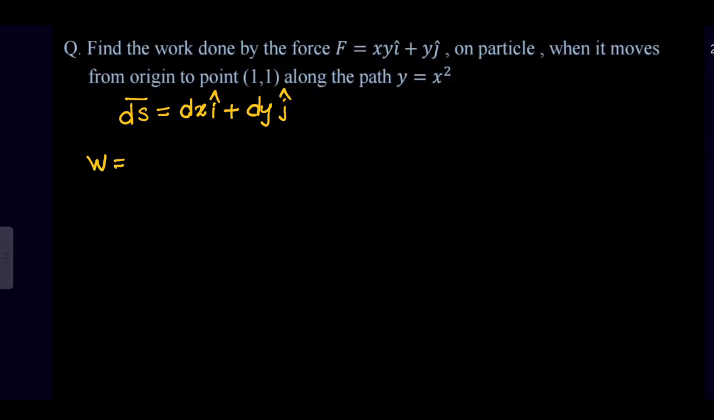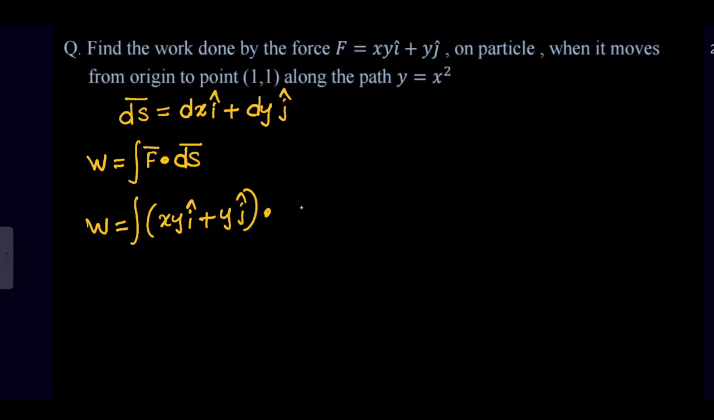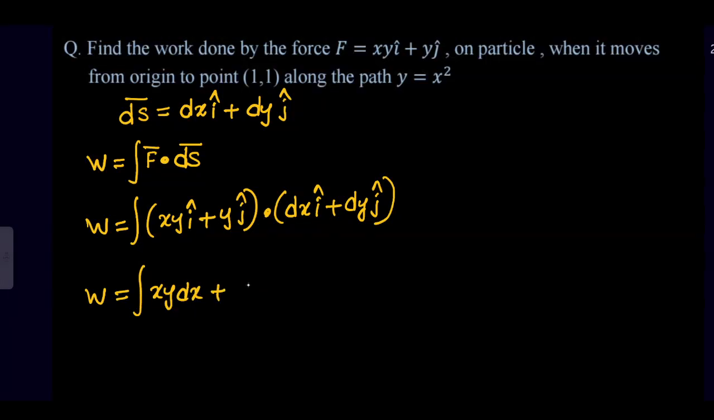So what is this work done? That is the integral of F bar dot ds bar. Now this is the integral of F, which is given as what? Tell me. xy into i cap plus y into j cap, dot with dx into i cap plus dy into j cap. Now you tell me what will come. This is the integral of xy into dx plus the integral of y into dy. Now tell me the limits we can take.